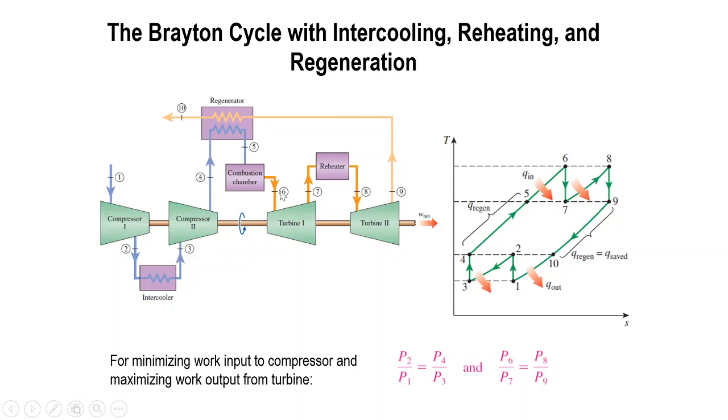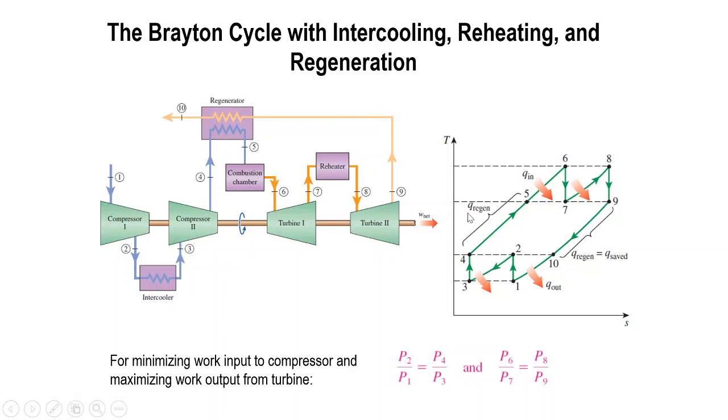Then combustion takes place at point 6, entering turbine 1. This is your exhaust gas. Then we reheat again, because we assume the temperature at point 8 is similar to the temperature at point 6, because we want turbine 2 to have the same output as turbine 1. Point 9 exhaust gas is released.